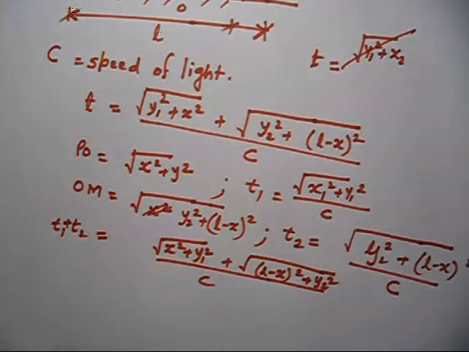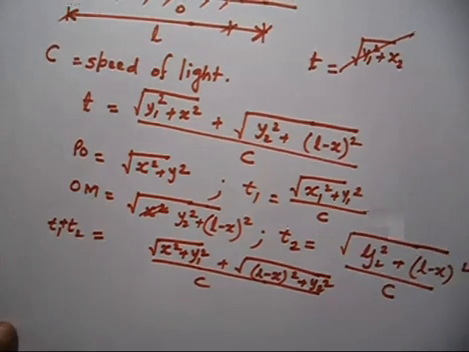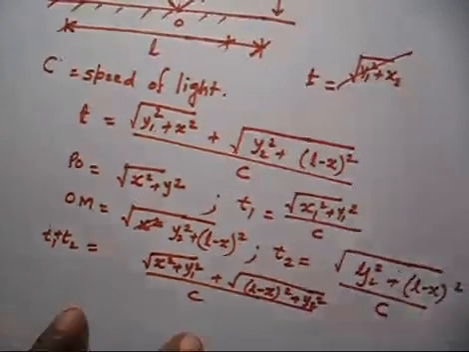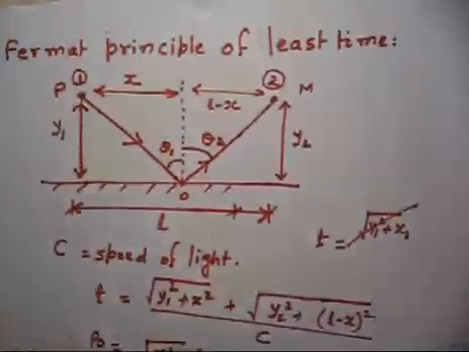This will give theta 1 is equal to theta 2. This is an example of Fermat's principle of least time, which states that among all possible paths between 2 points, the path actually taken by a ray of light is that for which the time of travel is minimum. Now we have to basically prove the law of reflection.